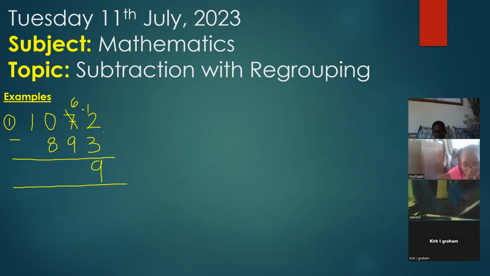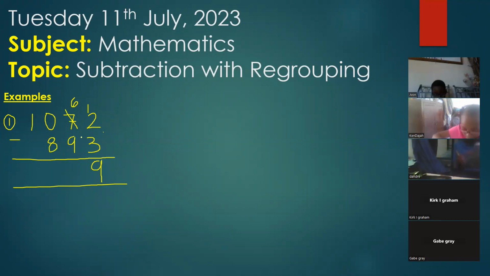Next we have 6 minus 9. My bad. Can we do 6 minus 9? No, so we have to regroup, but we can't regroup from that one. So we have to go to the next column, and we have to cross out the 1 and make it a 0.